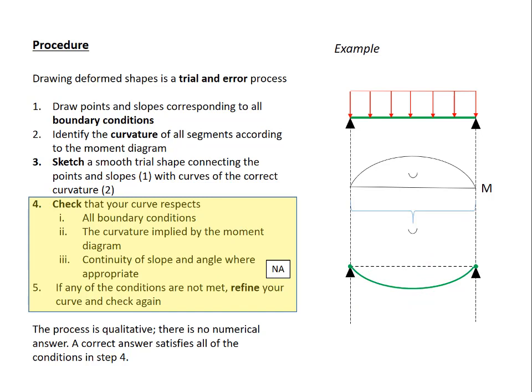Let's check all the different conditions. Boundary conditions, yep, it goes through both of the supports. That condition is met. Curvature, concave up everywhere. That condition was already met. Continuity, not applicable in this case. So at this point, we've gone through the checklist, we know that it satisfies all the conditions, and we're satisfied with our final answer.